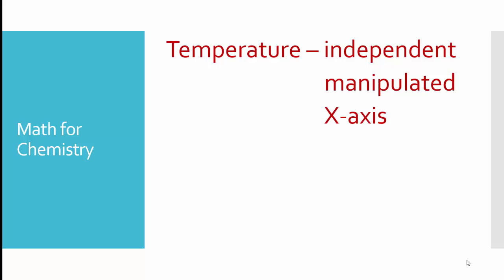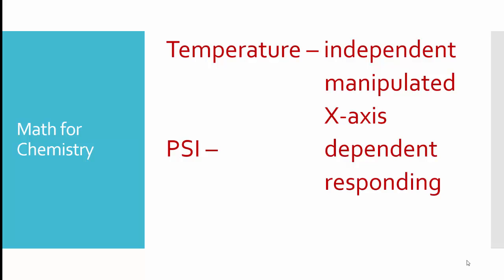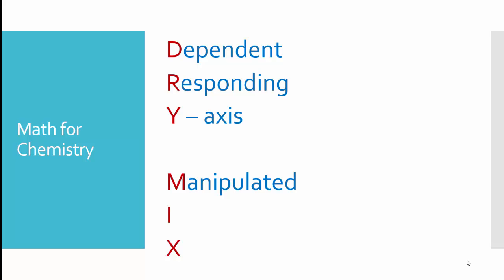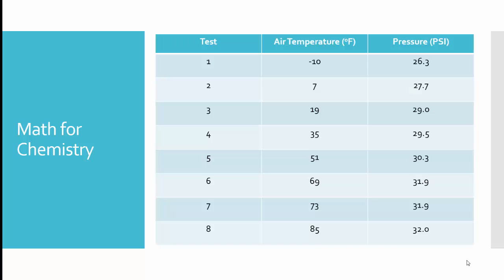It goes on the x-axis of a graph. PSI is the dependent variable or the responding variable. It's responding to what Elphaba does. It goes on the y-axis. And to help you remember this, I learned over the summer of a mnemonic called DRY MIX. The dependent or responding variable goes on the y-axis, while the manipulated variable or independent variable goes on the x-axis. DRY MIX.